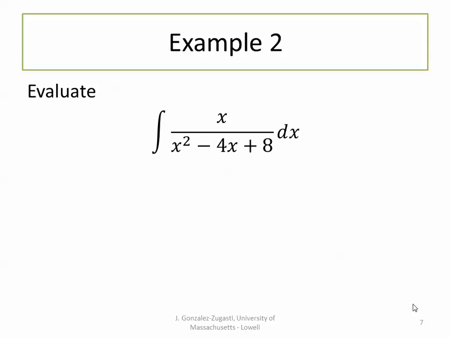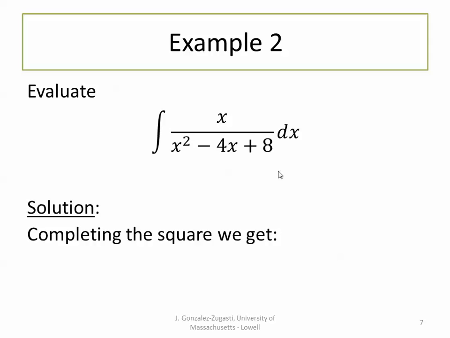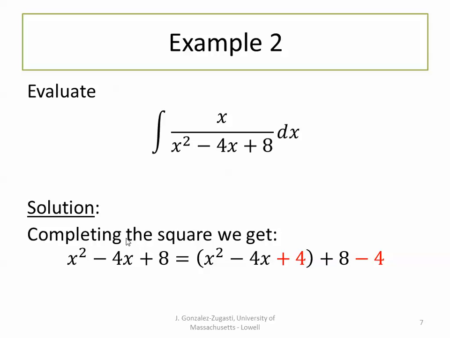All right, let's try another one. Evaluate the integral of x over x squared minus 4x plus 8. So the first thing we're going to do is complete the square of x squared minus 4x plus 8. To do that, I take the x squared minus 4x, put them inside the parentheses, and then I'm going to add on half of this term right here, the coefficient of x.